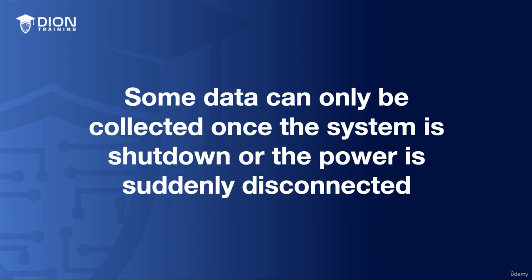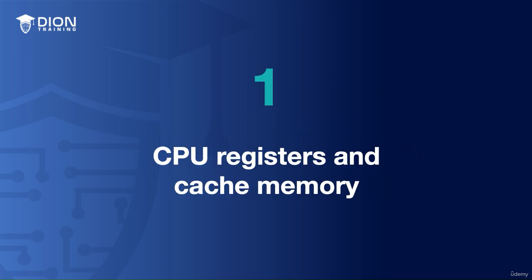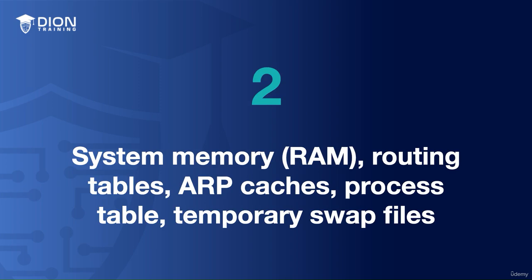Now, an analyst always has to think about the order of volatility when they collect their evidence. First, we always want to collect anything that is short-term, anything that is highly volatile. So if you start thinking about things like the CPU registers and the cache memory, that is a very small amount of memory inside that processor. So it's getting changed very frequently, so you want to collect that as soon as possible. Then we move on to other volatile memory, which are things like system memory, routing tables, ARP caches, process tables, temporary swap files, and things like that. All of those things are volatile and are changing quite rapidly, but not nearly as quickly as the CPU register or cache memory.